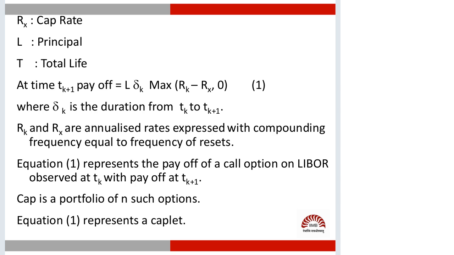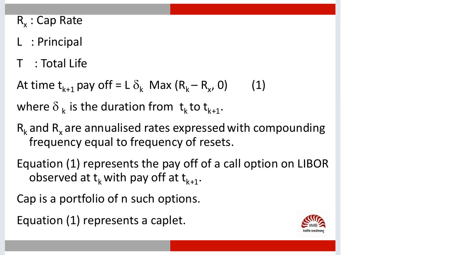And how much am I going to get? Maximum of Rk minus Rx and 0. So the benefit is, which rate is higher? If the market rate is higher, market rate minus cap rate, that is the additional benefit that I'm making, because I can then borrow at the cap rate. And otherwise 0. If not, then essentially there is no benefit to be made.